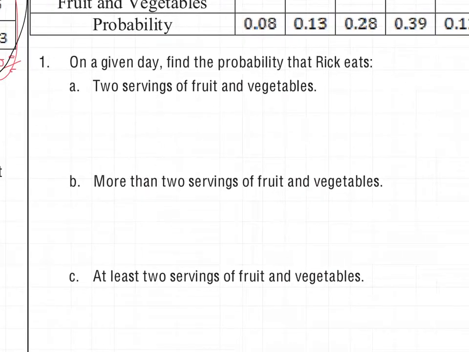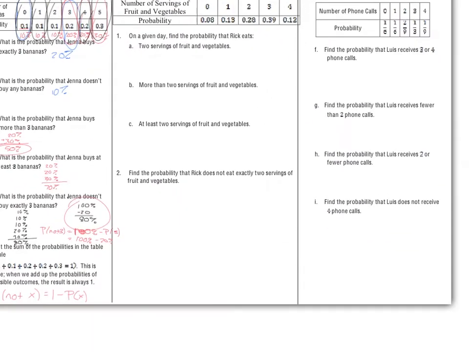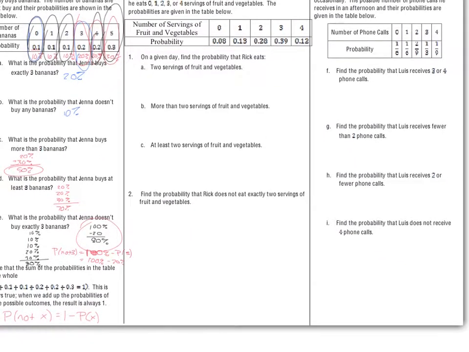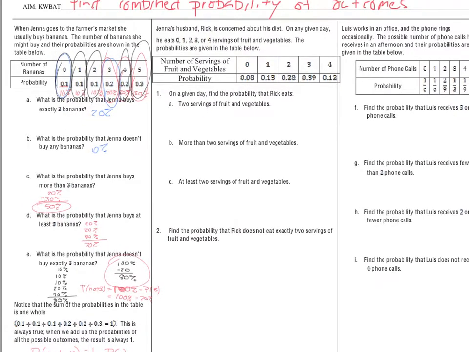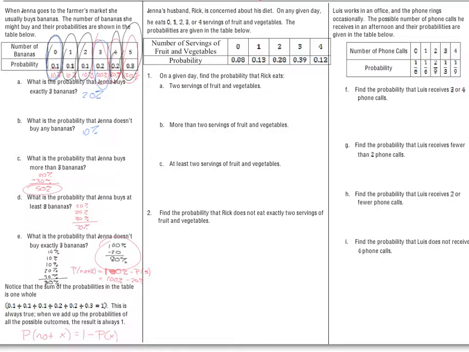All right, on a given day, find the probability that Rick eats these particular things. Actually, I want you to go ahead and go through the entire problem here, parts 1 and parts 2 of this particular problem, then come back and check in.